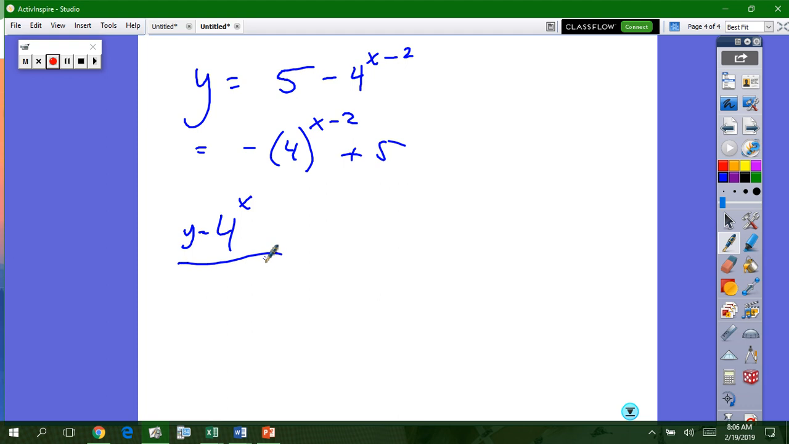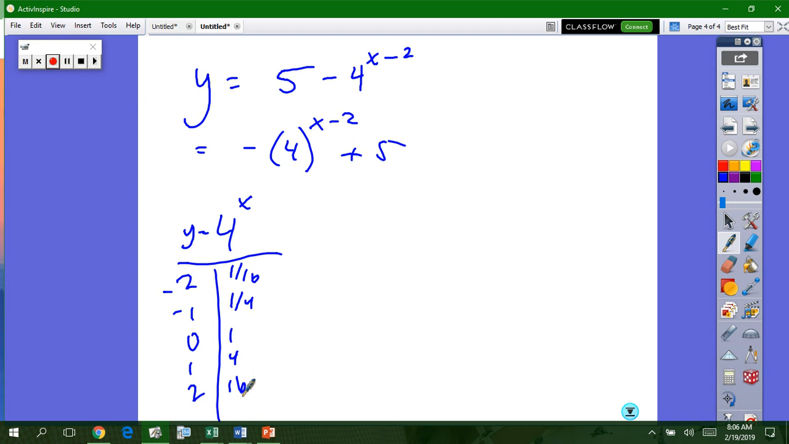Do my Fab 5, and I get 1/16, 1/4, 1, 4, 16. Maybe I have a question on what I'm doing so far. That's just my parent function. If you have questions, that's where you guys need to ask me some questions.